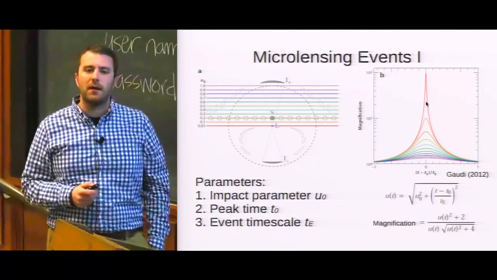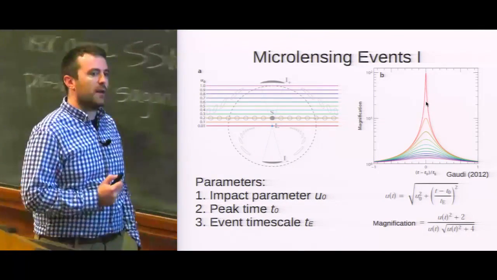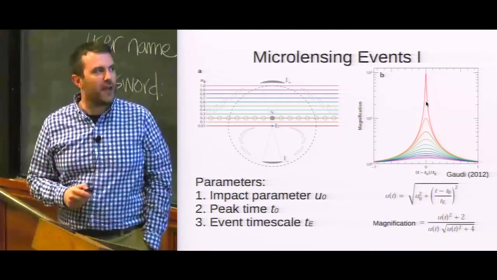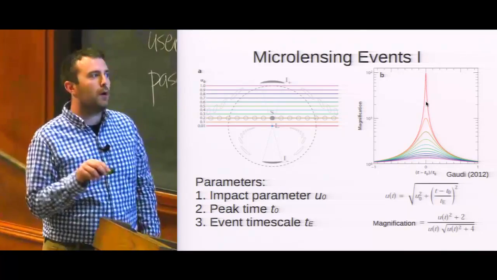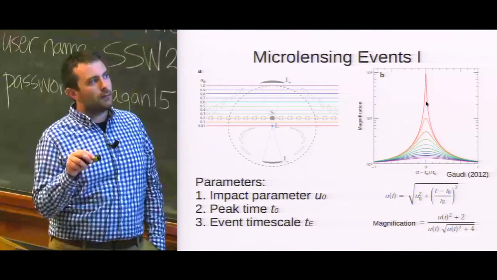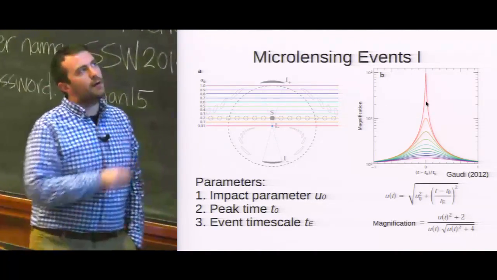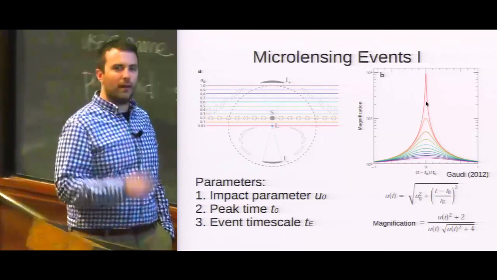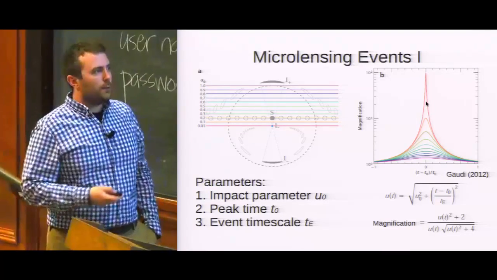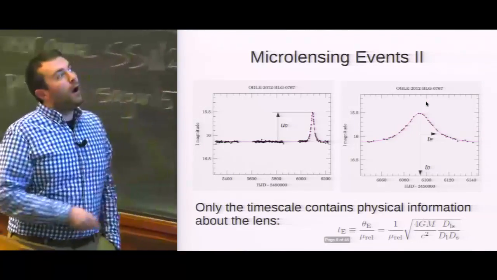These images aren't the same size as the original source. We can't resolve them, but because they have different sizes and surface brightness is conserved, you get a magnification. And so if you do photometry of a microlensing event, you notice that the background source will appear to get brighter and then fade in a symmetric way. The point lens is circularly symmetric, so you get a symmetric light curve. And the equations governing the magnification are pretty simple. I won't go into them now.